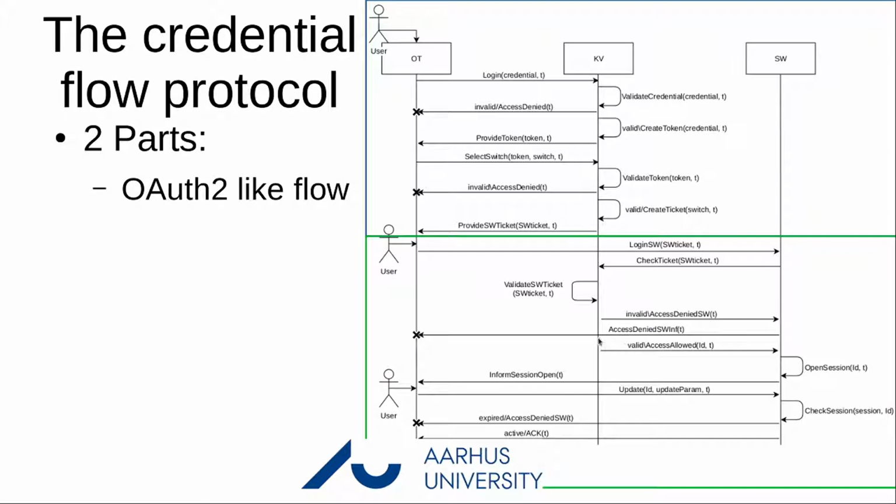And then if this is not valid, the key vault informs the switch, and the switch returns this information to the user, to the OT. This is because the OT is the device that actually has the screen or the user interface necessary for interaction. In case that this is valid, the switch will open its session and inform the user about the open session. So pretty much you would get the management screen of the switch now available. And this is where the user can update some kind of parameters.